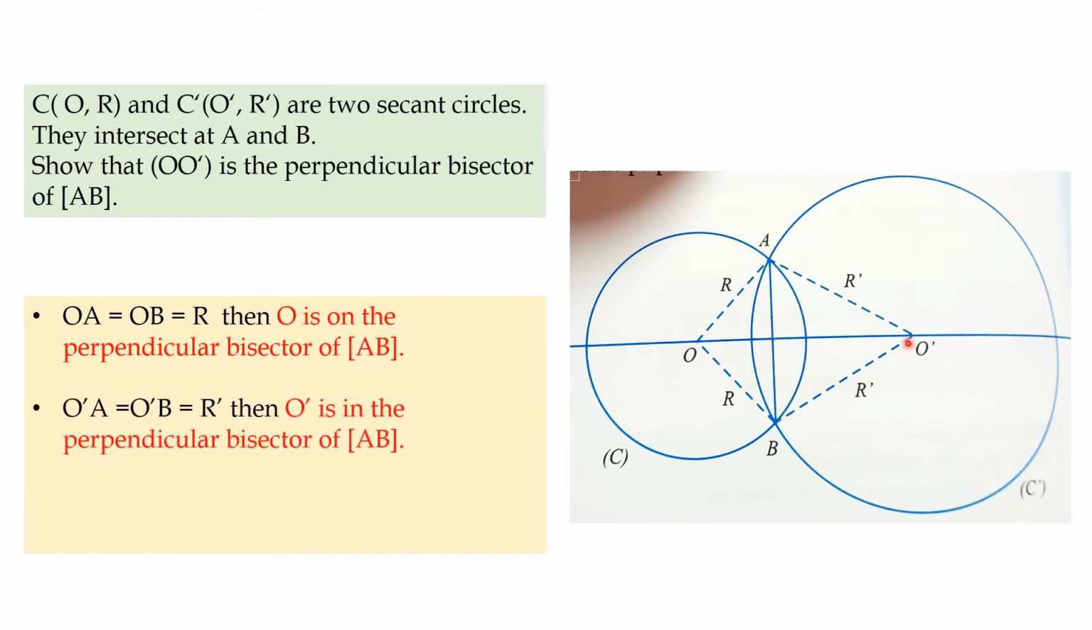Now, let's look at another side. I can also say O prime A equals O prime B equals R prime. Since radii of the same circle are equal, then O prime is equidistant from both extremities A and B, and also I can say that O prime belongs to the perpendicular bisector of AB. Since O and O prime are 2 points that belong to the perpendicular bisector of segment AB, then I can say that the line joining these 2 points, I mean OO prime, is the perpendicular bisector of segment AB.